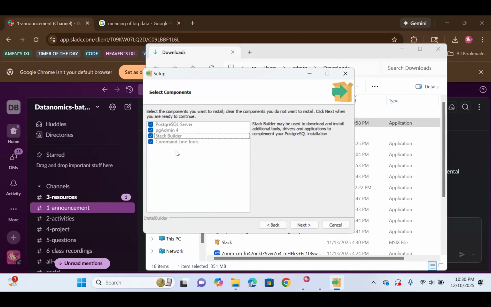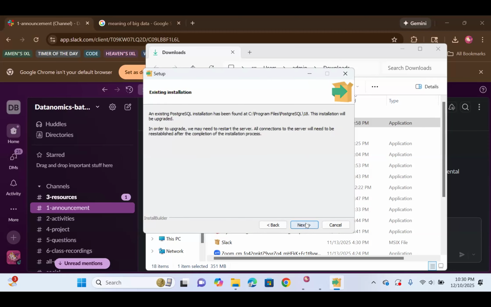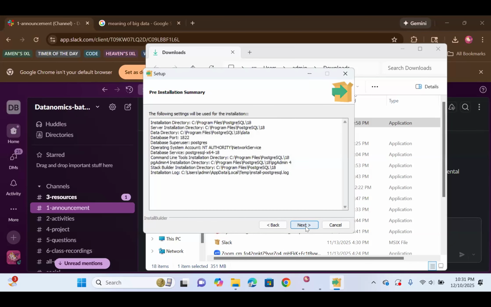It's just that I want you to uncheck it because we don't need it, but it's not going to be a problem if you just install it with everything. Just continue. Click next. Right. There we go. An existing data directory has been found. So this directory and configuration will be used for installation. Yeah, go ahead. Next again.